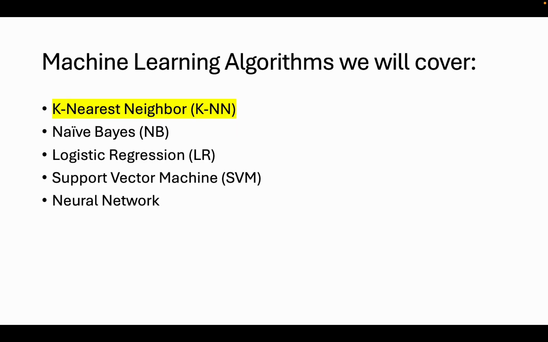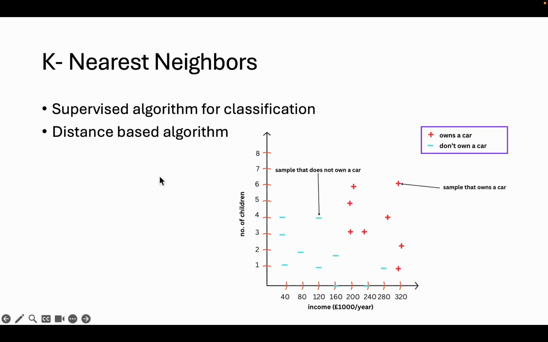Okay, so the first algorithm that I am going over in this video is the k-nearest neighbor algorithm. This is a supervised algorithm for classification, and it is a distance-based algorithm, meaning that it takes into account the distance from one sample to another. So to better understand this, let's take an example.